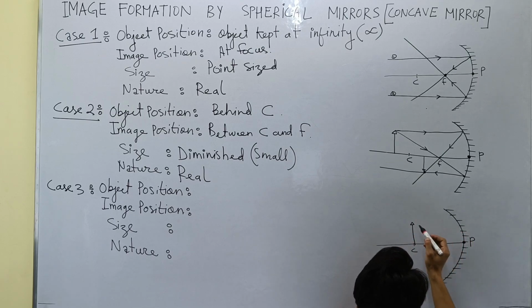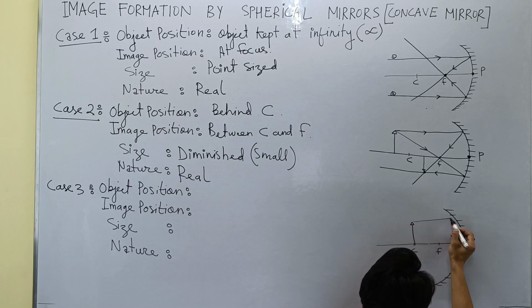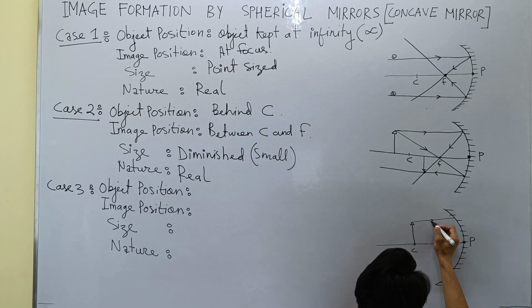For the first ray I will use rule number 1. So it will go like this. This is going parallel to the principal axis, and you know what will happen? A ray which goes parallel to the principal axis, after reflection will pass through the focus, isn't it? So this is the reflected ray passing through the focus. This is rule number 1.